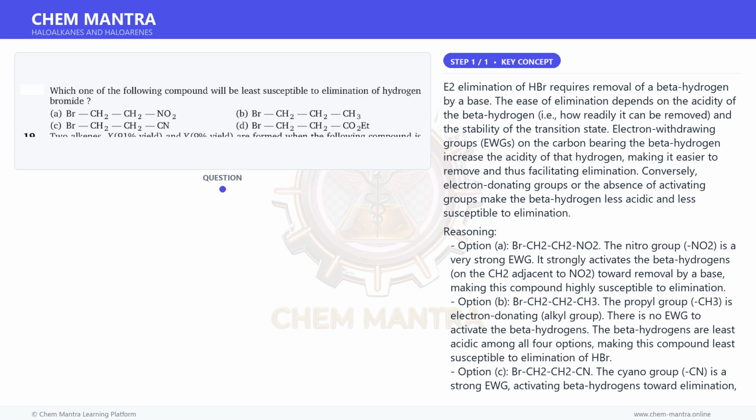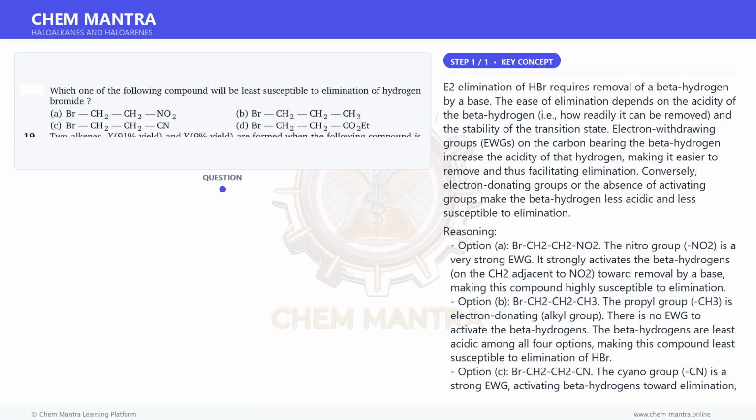Option C: Br CH2 CH2 CN. The cyano group, CN, is a strong EWG, activating beta hydrogens toward elimination, making it more susceptible than B. Option D: Br CH2 CH2 CO2. The ester group, CO2, is a moderate EWG, also activating beta hydrogens toward elimination, making it more susceptible than B.